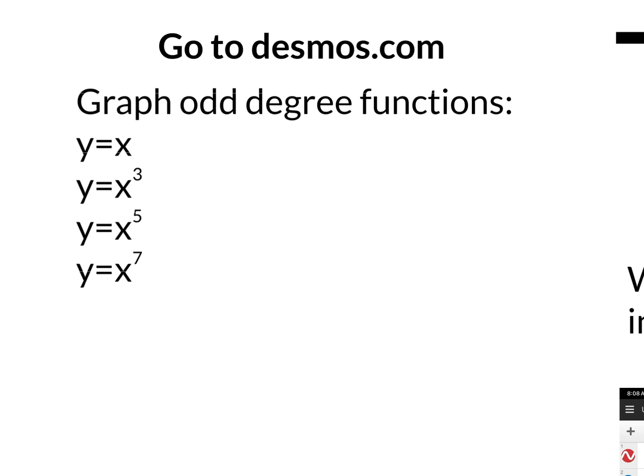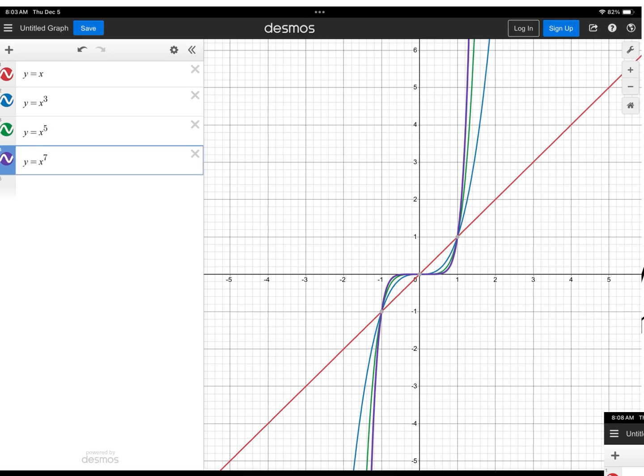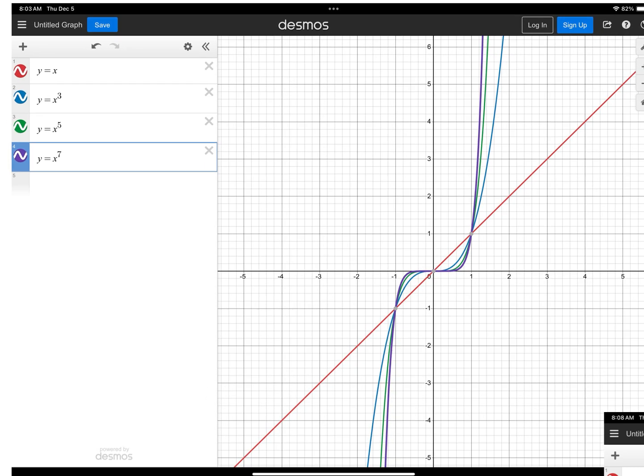Okay, so what do we notice about these graphs? I just typed them in right here. So all these odd degree functions, odd degree, they end up down here on the bottom left and up here on the top right, all of them. Is that a coincidence? No, that's something that we need to observe, recognize, and learn, right? Any odd degree function is going to end up here and down here.